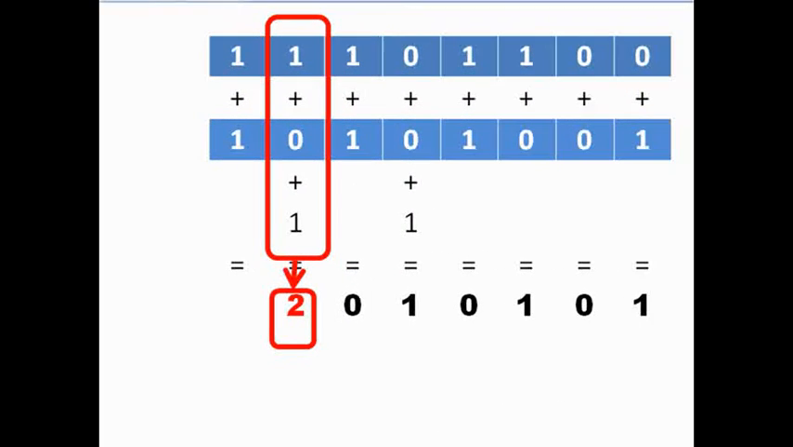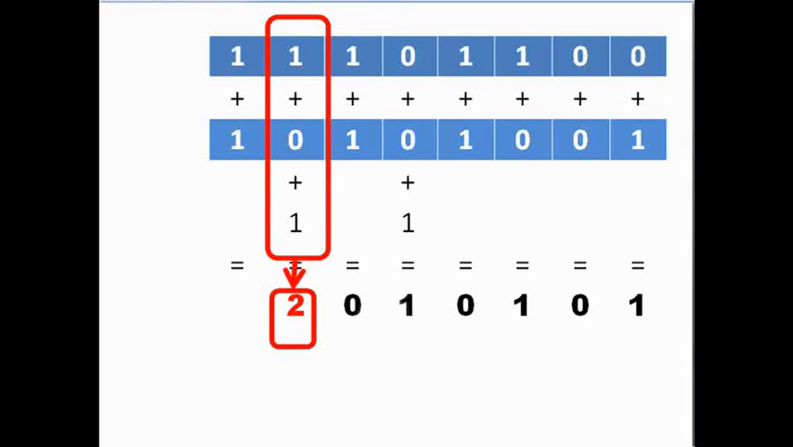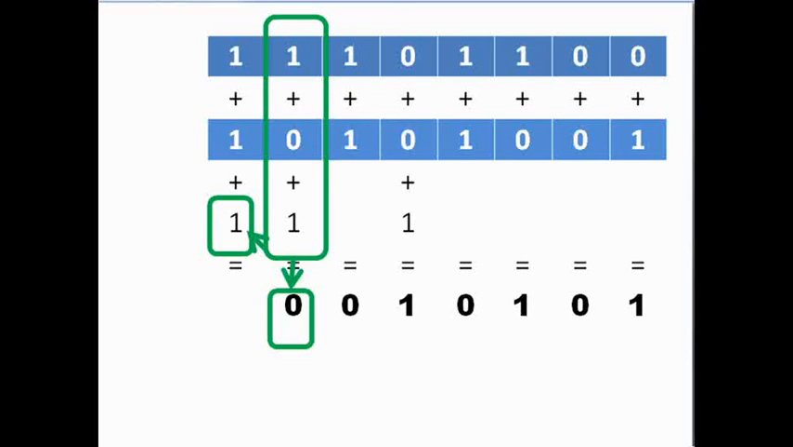When we add up this column, we add up the original 1 and the other original 0, but we also include the 1 we carried over, which gives us the result 2. As you know, we can't have 2. So we must put 0 as the result of this column and carry 1 over.